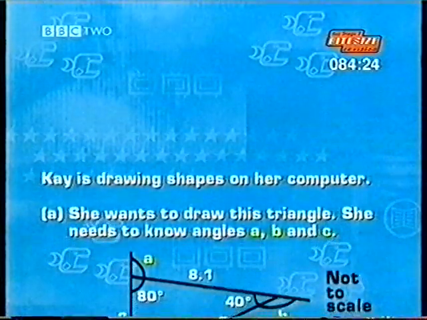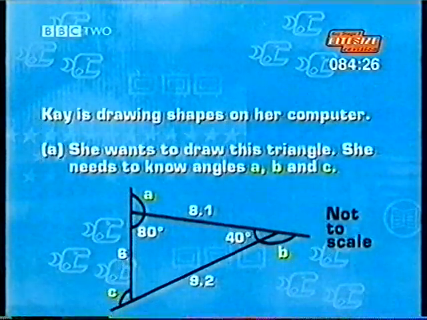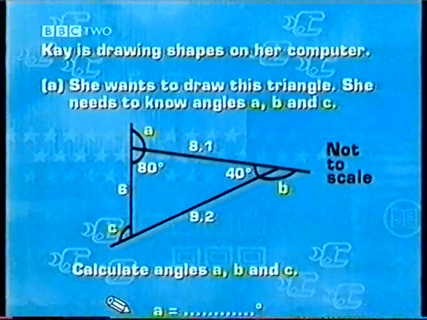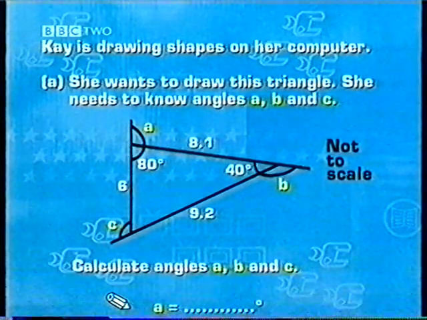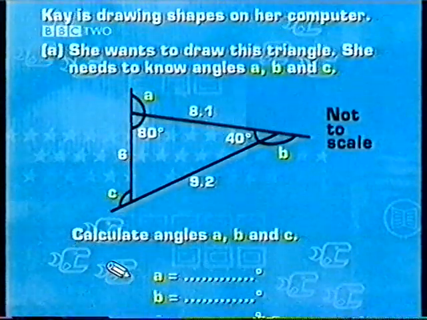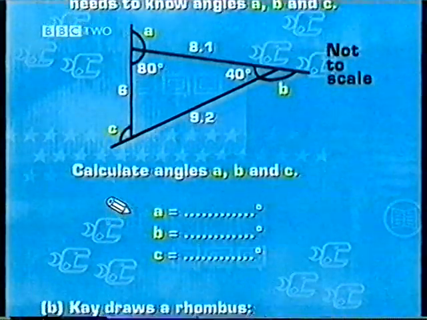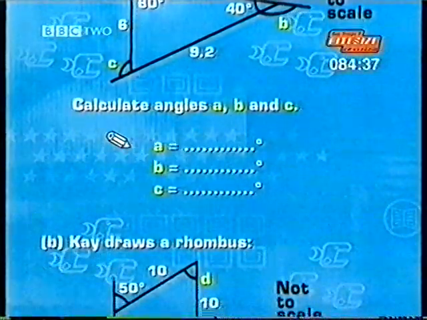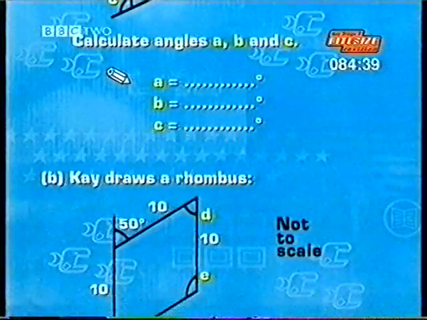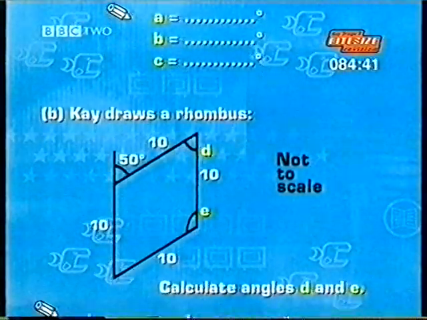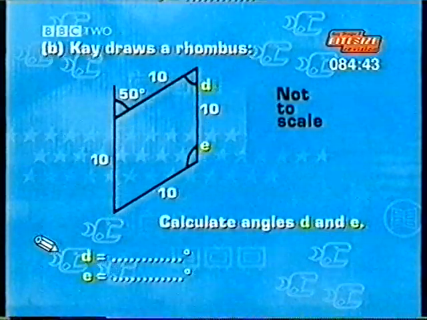This one's in two parts, and you might like to jot down the details. Kay is drawing shapes on her computer. Part A says she wants to draw this triangle. She needs to know angles A, B and C. We were asked to calculate angles A, B and C. Part B says Kay draws a rhombus. Now we're asked to calculate angles D and E.